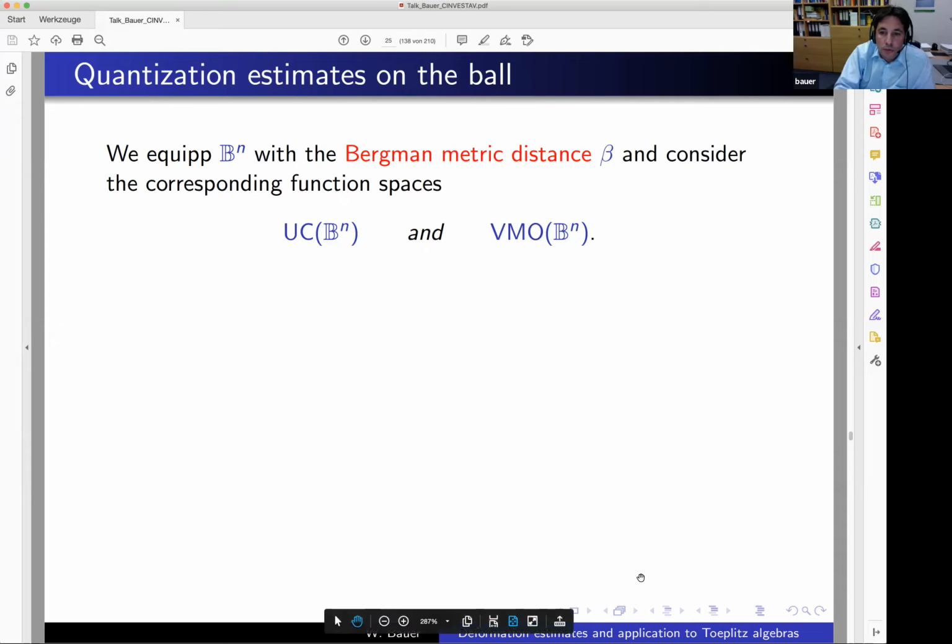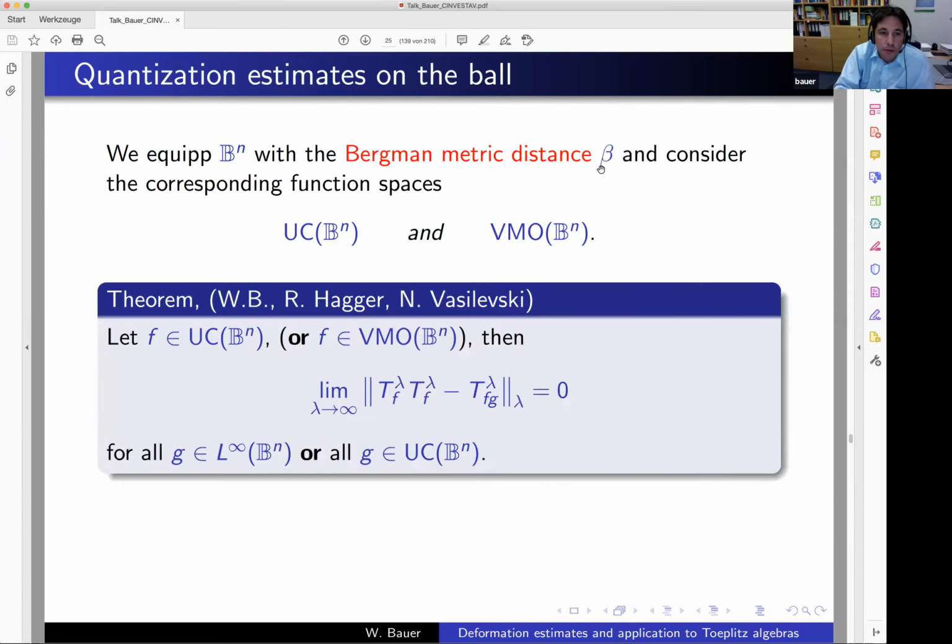And we can try to find symbols such that the semi-commutator tends to 0 if lambda goes to infinity. And now it's maybe natural to look at uniformly continuous functions again, now on the ball, and bounded functions having vanishing mean oscillation inside the ball. But now uniform continuity and vanishing mean oscillation have to be measured with the help of the Bergman metric distance on the ball. That's the very natural metric there.